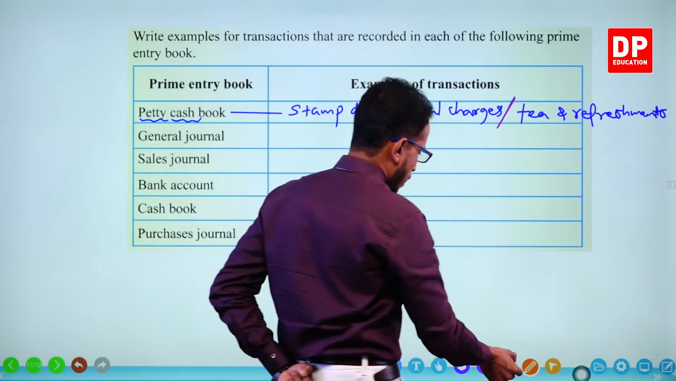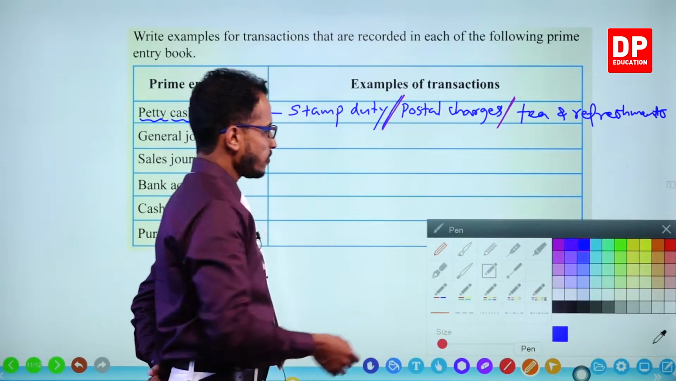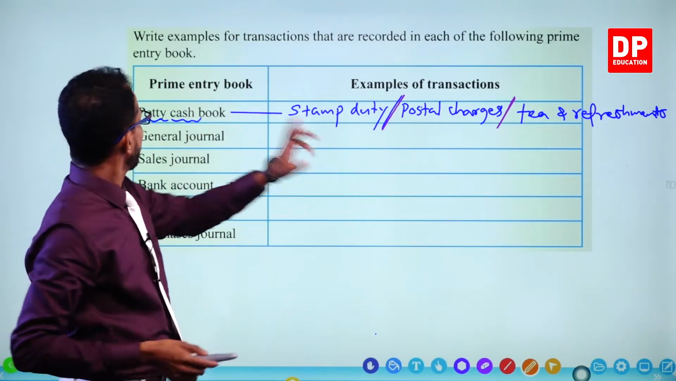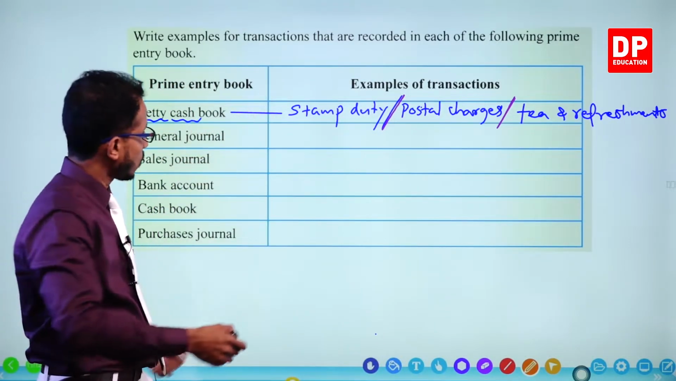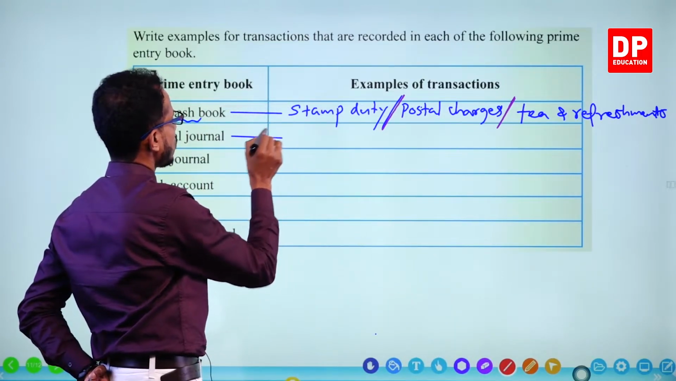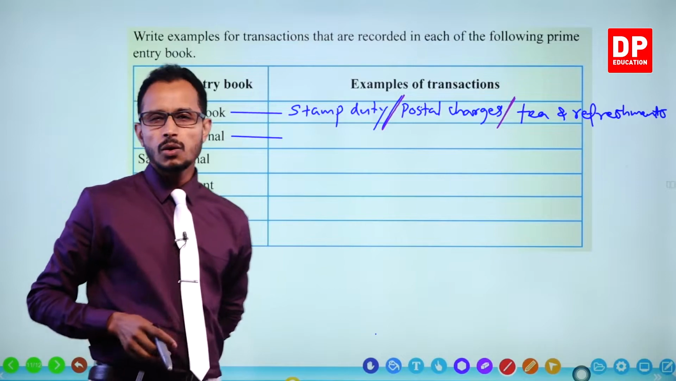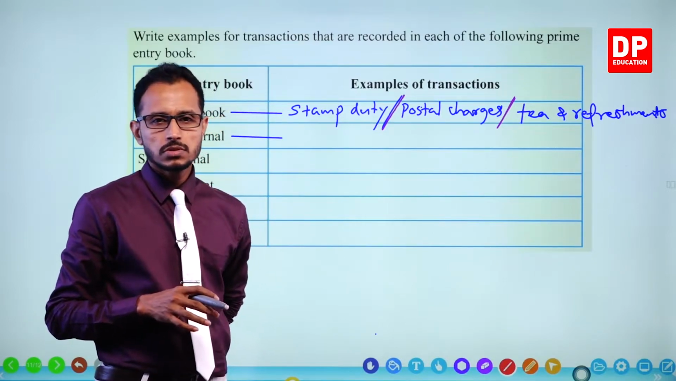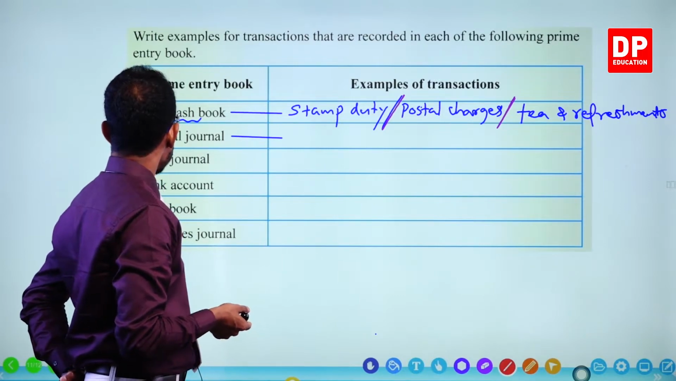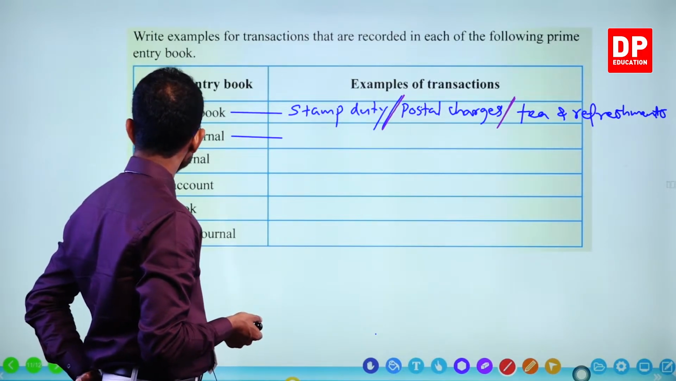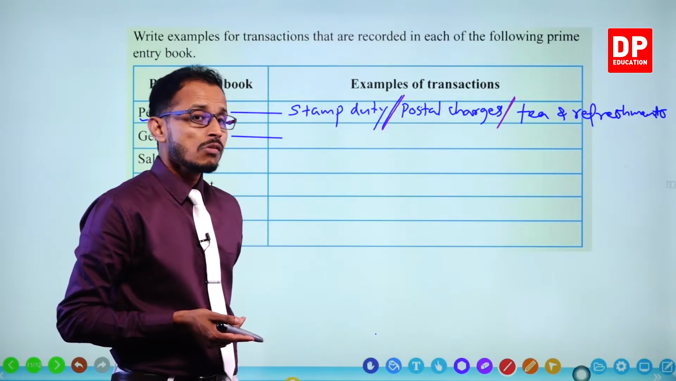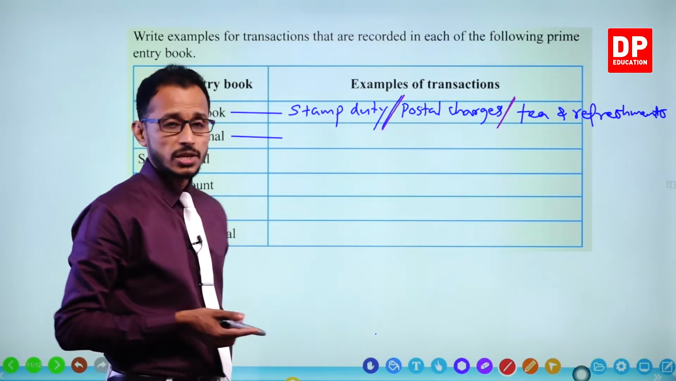Okay. Next, children, we have the general journal. This is something most of the students have doubts on. Most of the students have doubts about the general journal. Yeah, I'll just tell you.